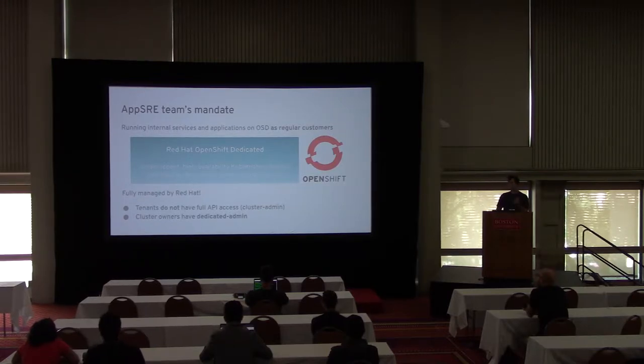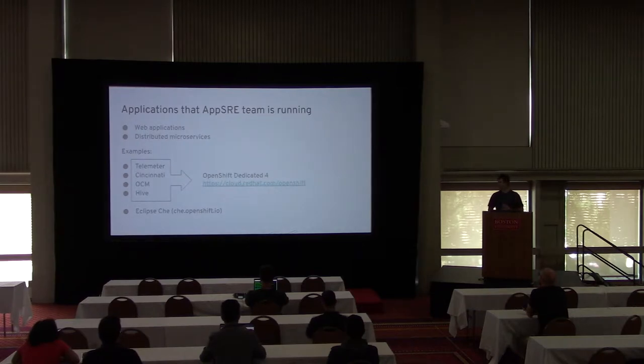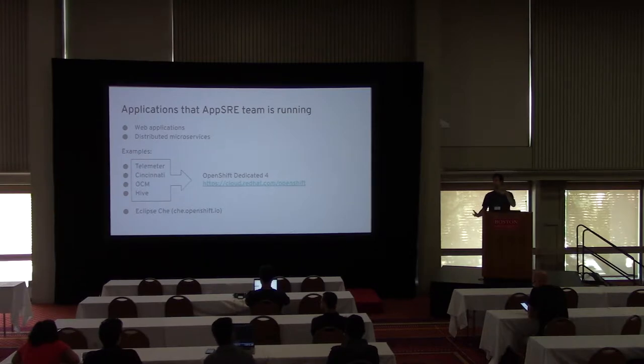So I said we run services and applications. I guess I have to explain what kind of applications we run. Typically, the applications are web applications or microservices that compose a bigger service themselves. I'm going to talk about two examples of things that we run. We run these four projects: Telemeter, Cincinnati, OCM, which stands for OpenShift Cluster Management, and Hive. And all these services in themselves compose the OpenShift Dedicated provisioning platform.